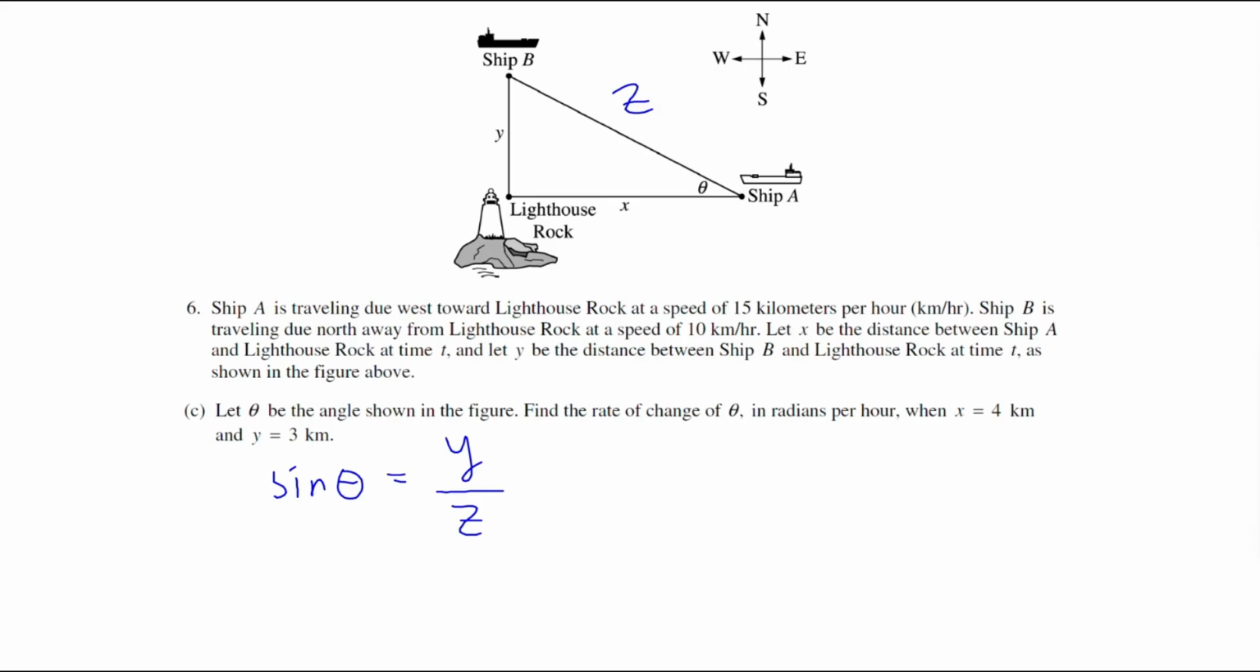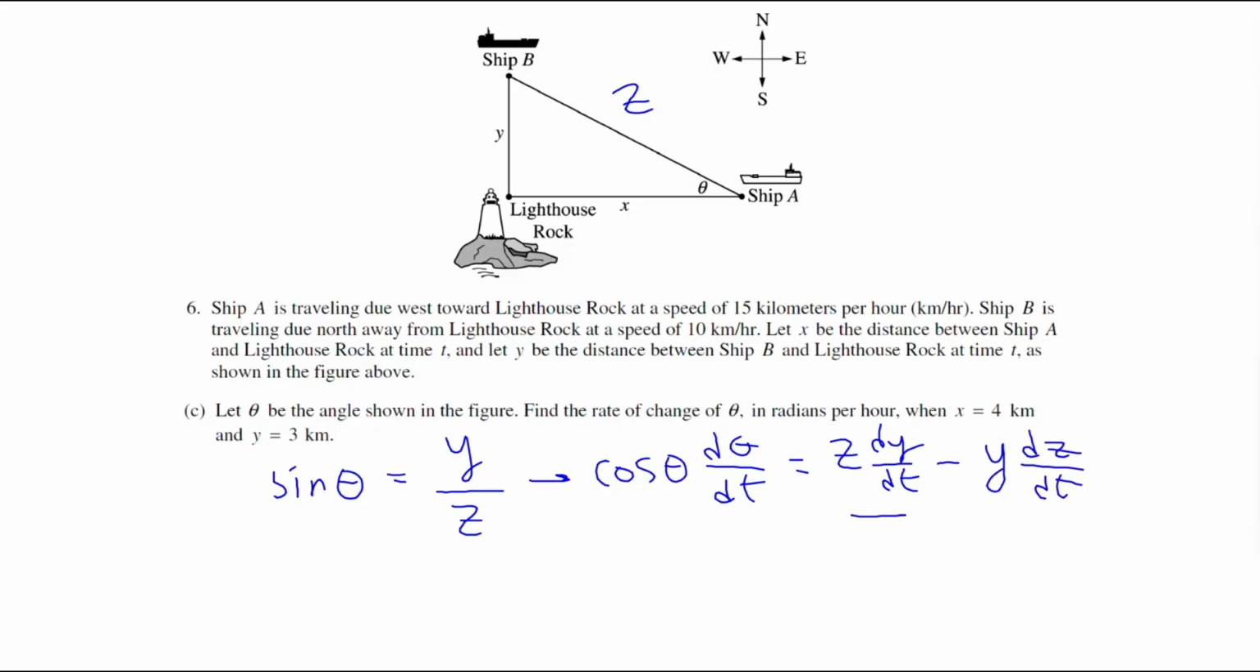Then to take the derivative of sine of theta with respect to t, we're going to get cosine theta d theta/dt. And then the derivative of y over z is just going to be a quotient rule problem, right? So the quotient rule says take the denominator and multiply it by the derivative of the numerator, so that'll be z dy/dt, minus numerator times derivative of denominator, all over the denominator squared. And so now we can just plug everything in to find d theta/dt.